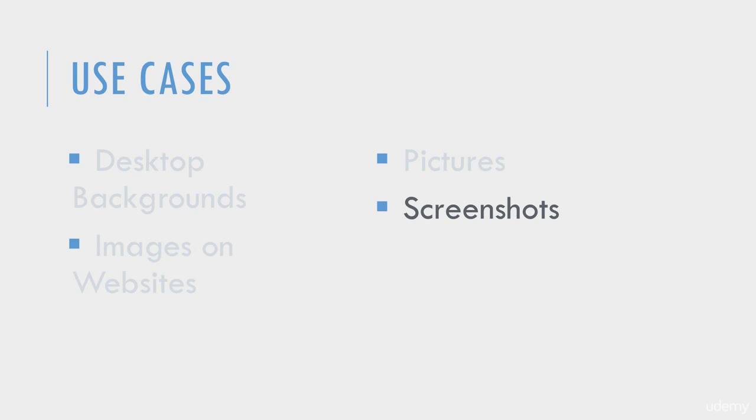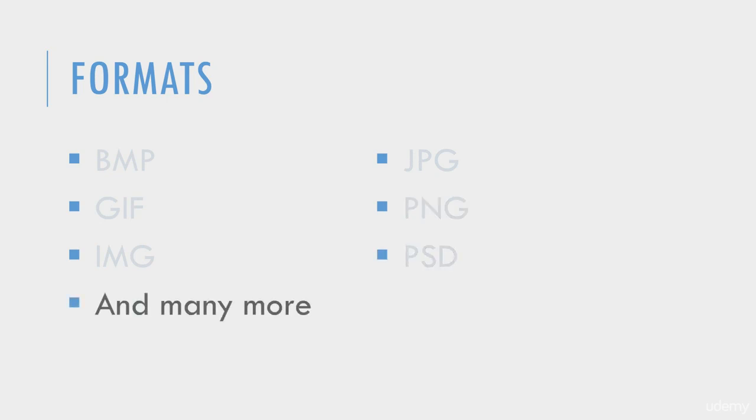Now, there are a bunch of raster image file formats available. There's BMP, GIF. You'll see a lot of animations in GIF files. There's IMG, JPG, PNG, PSD, which is for Photoshop, and there's many, many more file formats. Too many to list here.